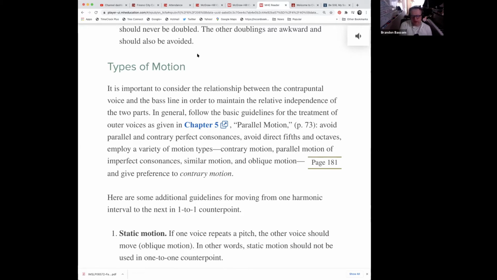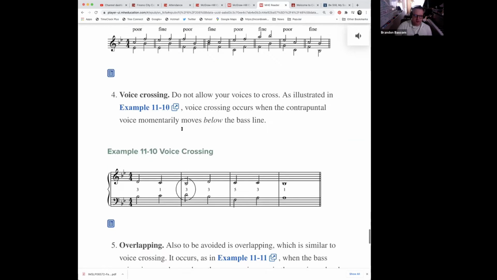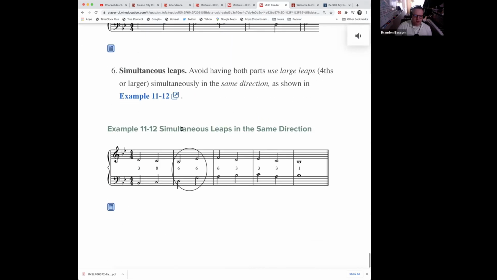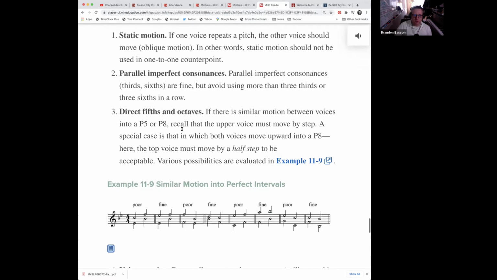Here are some additional guidelines for moving from one harmonic interval to the next in 1-to-1 counterpoint. Number 1. How many are there? Oh my goodness. There's 6. Number 1, static motion. If one voice repeats a pitch, the other voice should move. In other words, static motion should not be used in one-to-one counterpoint. What's static motion again?